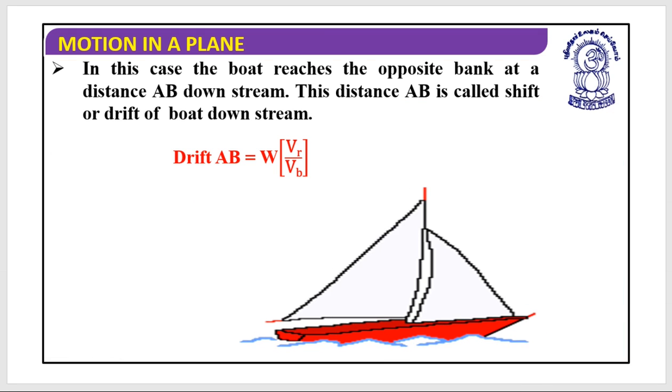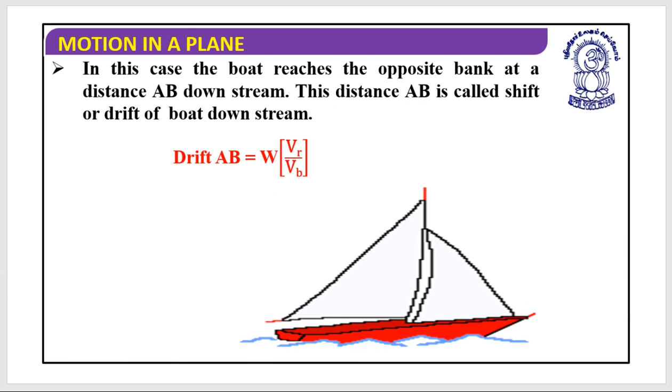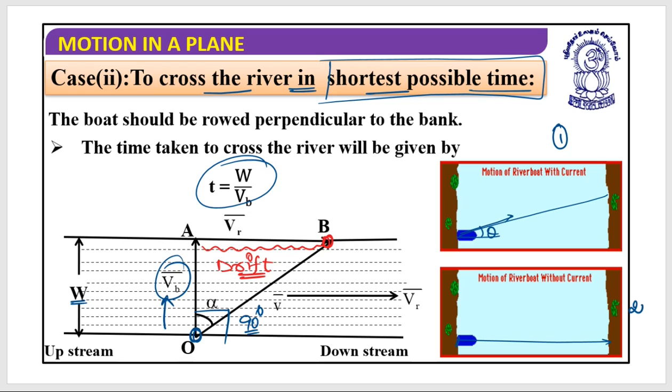Yes. Now what is drift? What actual drift is, is that you started from this point and you end up at this point. So this displacement in the horizontal direction is called the drift. I hope these things are clear. So drift can be calculated as W into VR by VB, or one more approach can be there. Let's suppose this drift is represented by X.